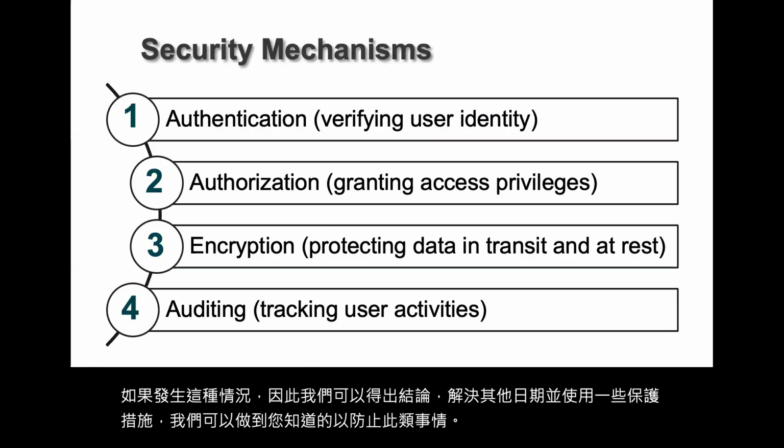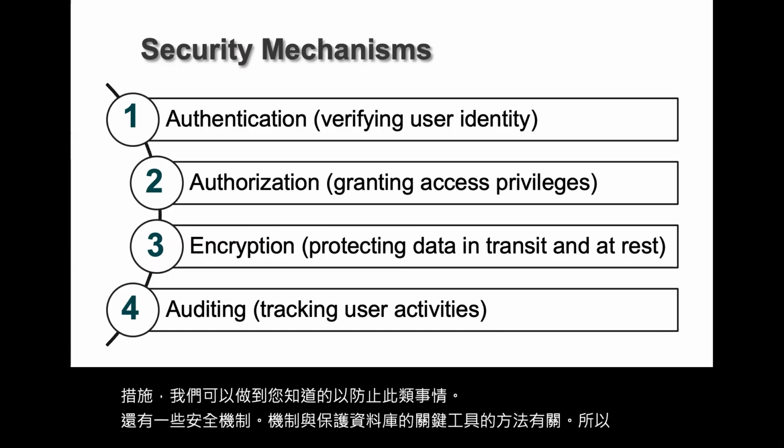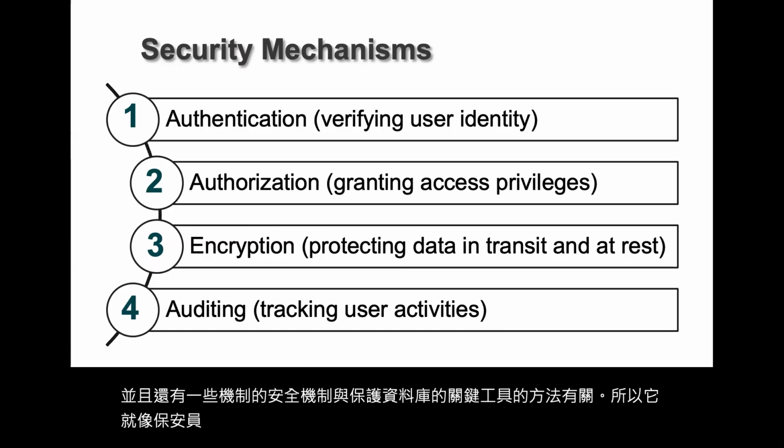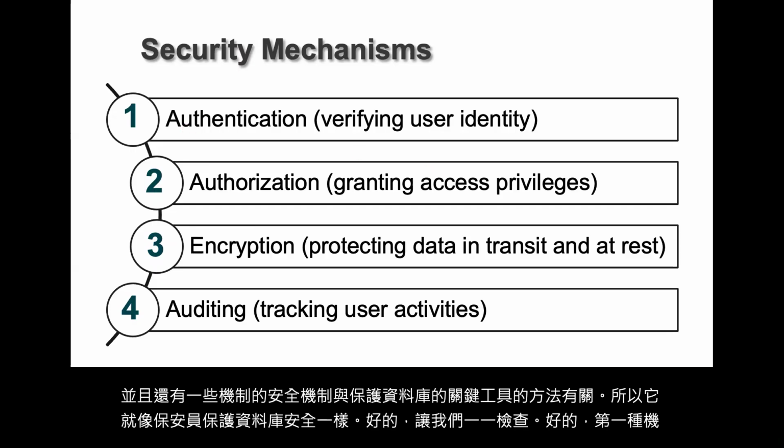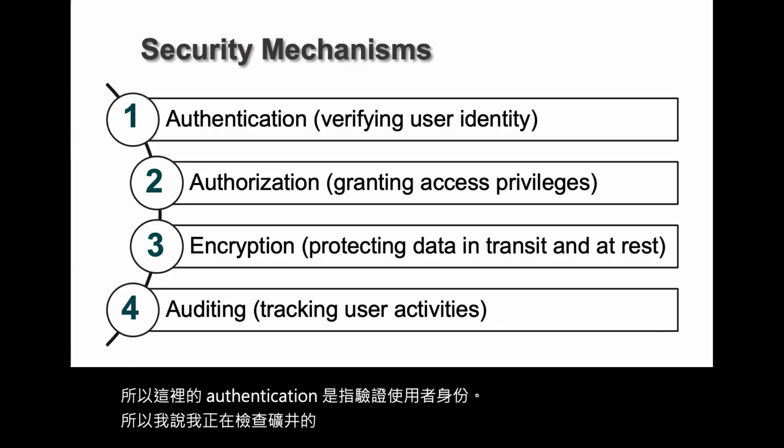And there are some security mechanisms. These are the methods and key tools to protect the database, like security guards that keep the database safe. So let's check them one by one. The first mechanism is called authentication. Authentication means verifying the user's identity, like checking an ID card before letting someone into a secure area.